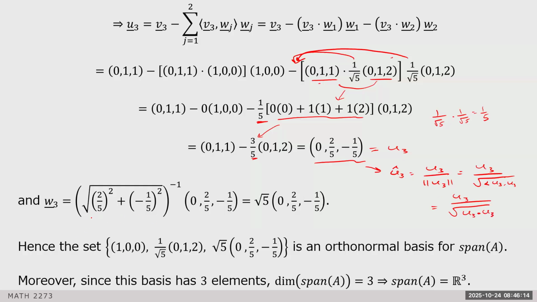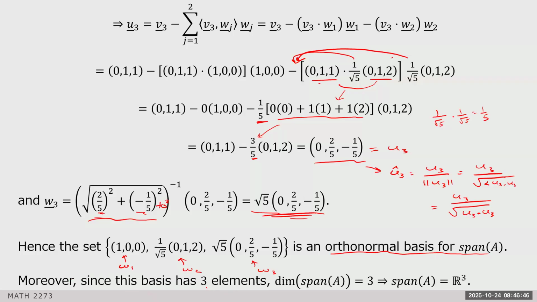Okay, and U3 dot U3 is this. Well, this is 1 over it. It's the sum of the components squared plus 0 squared. Okay, so this is W3. So W3, W2, and W1. This is W1. This is W2. This is W3. Right? This forms an orthonormal basis for the span of A.